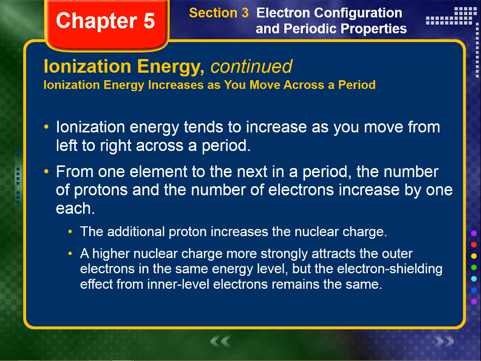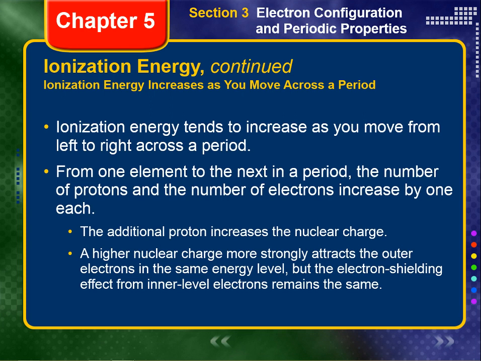From one element to the next within a period, the number of protons and the number of electrons increase by 1, right? Each element you go over, you're increasing by 1. The additional proton increases the nuclear charge, because the proton is positively charged, so when you add a proton, you get more positive charge overall. This higher nuclear charge more strongly attracts those outer electrons, as long as they're in the same energy level, in the same row, in the same period.